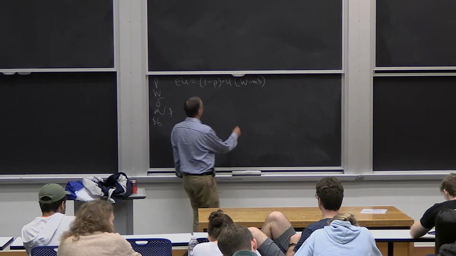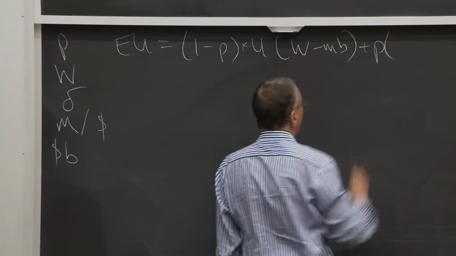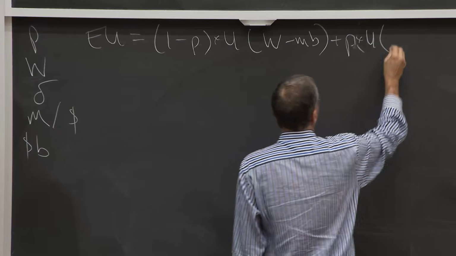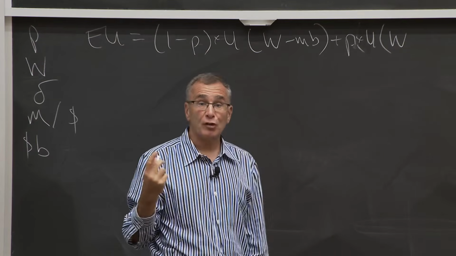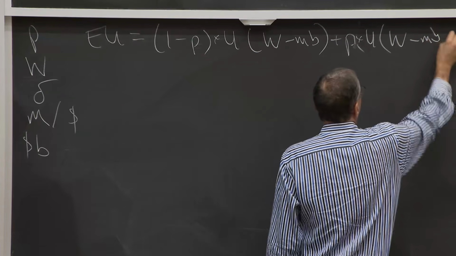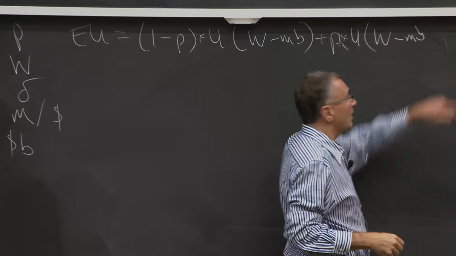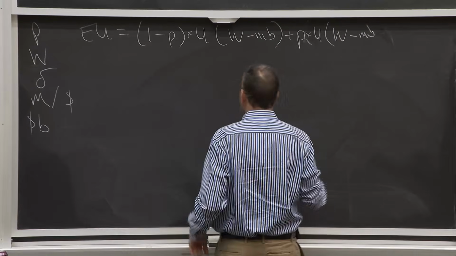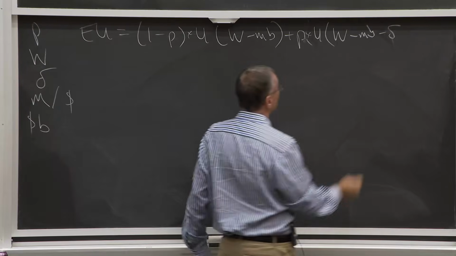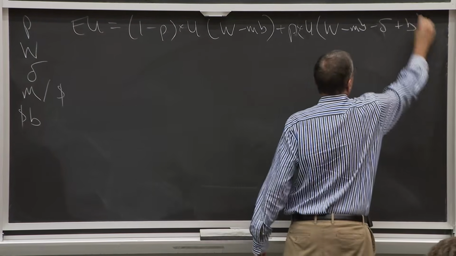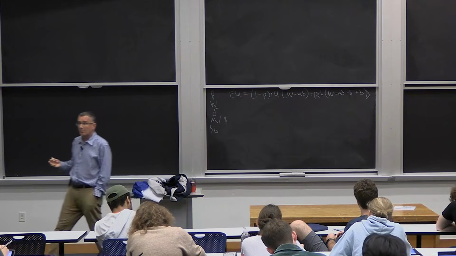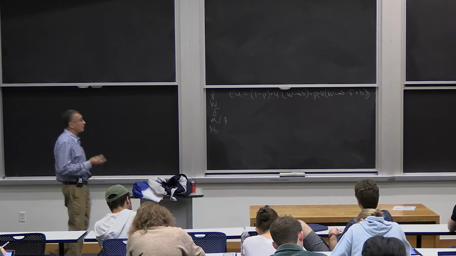If you get hit by a car, there's a probability P times the utility of: you still have income W. You still pay the insurance premium. You pay insurance no matter what, so you still pay MB. But you also lose delta, because you have to pay that medical cost. But you get B, which is the benefit, because they pay for your insured medical costs. They pay some amount B. So basically that's your setup.